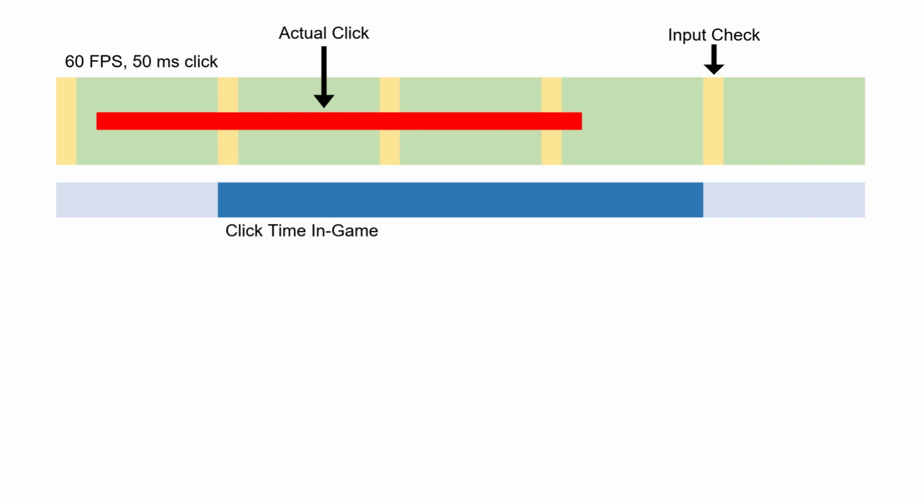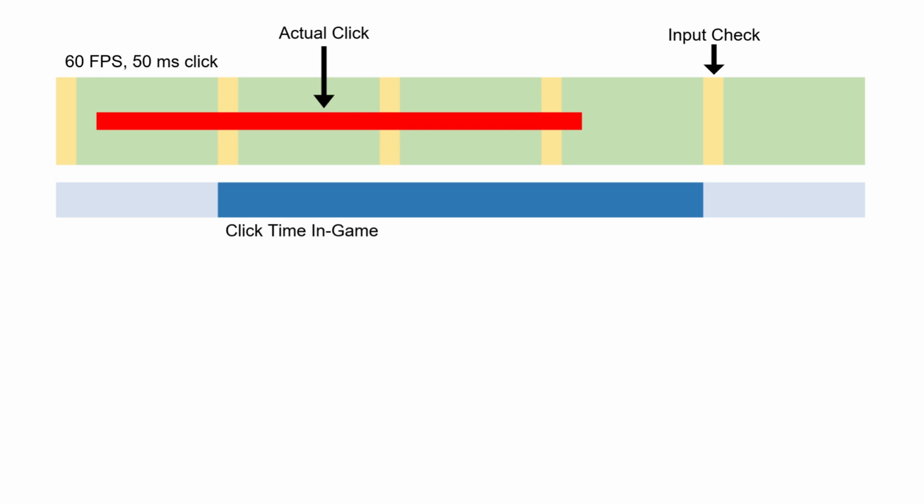The red bar represents a click that lasts 50 milliseconds. We can see where it starts and ends, and it's offset from the input check for each frame. For the first frame, the game has not yet realized that a click has started, so physics are calculated as if the player had not clicked. The second frame is then calculated as if the player clicked, and so are the next two frames after it.